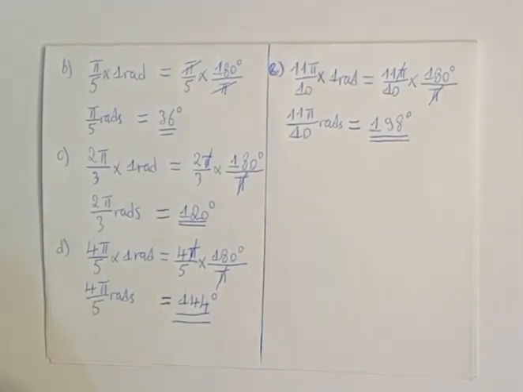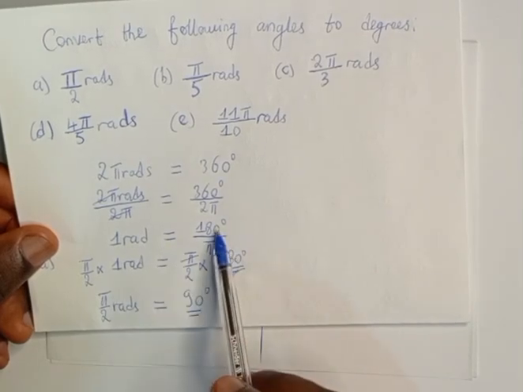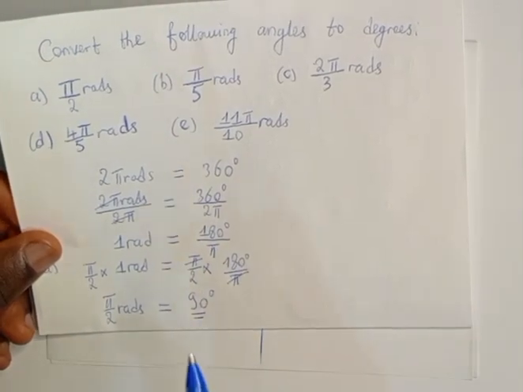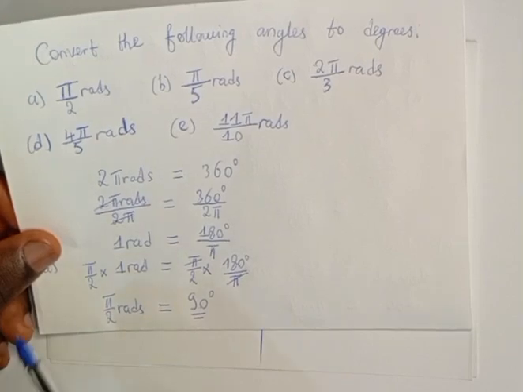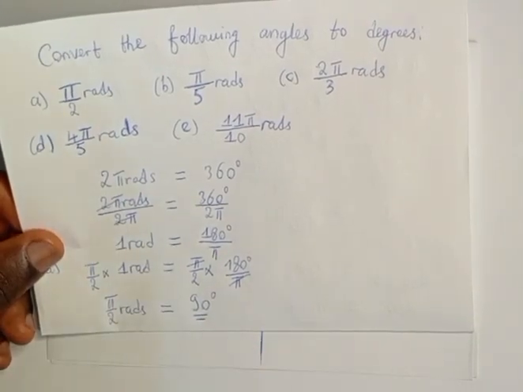This is how we convert angles from radians to degrees. We simply multiply both sides of this equation, 1 rad equal to 180 degrees over pi, by the value of the angle in radians. We are done with the solution.